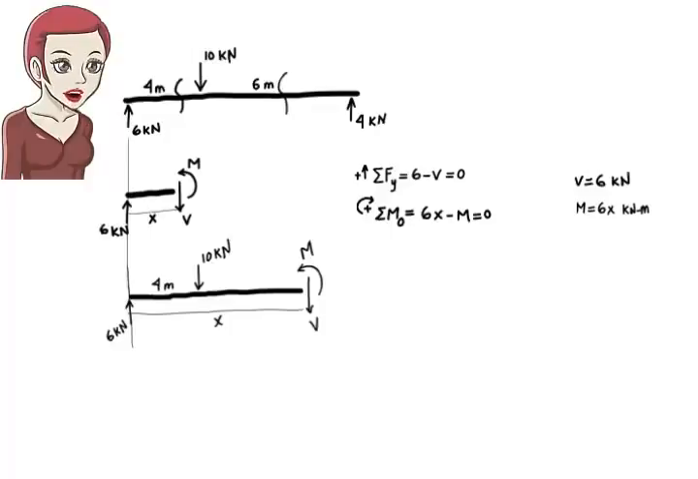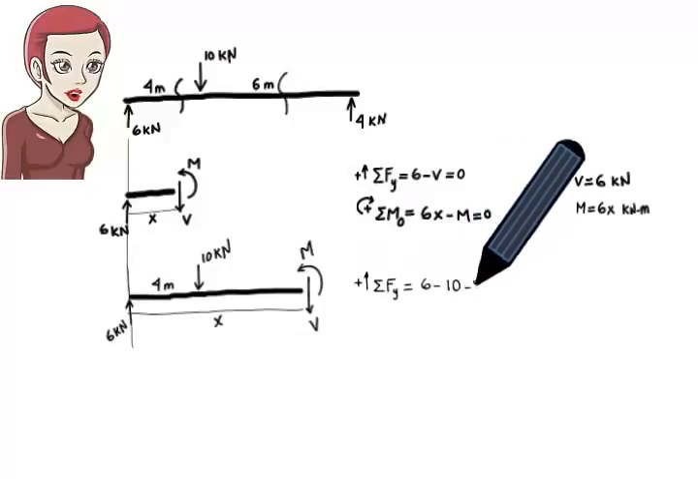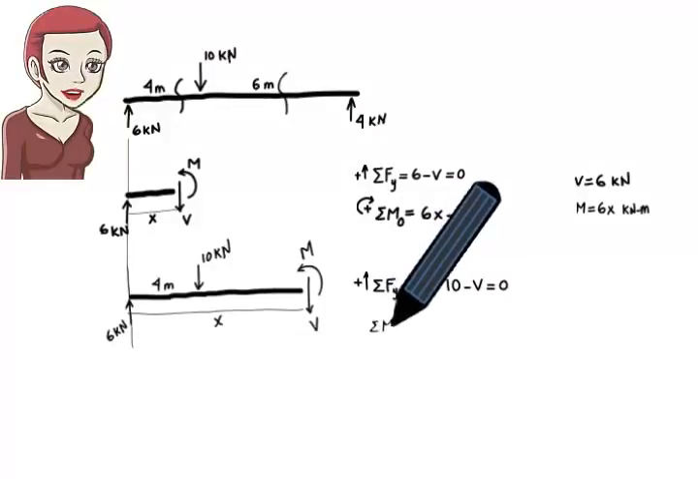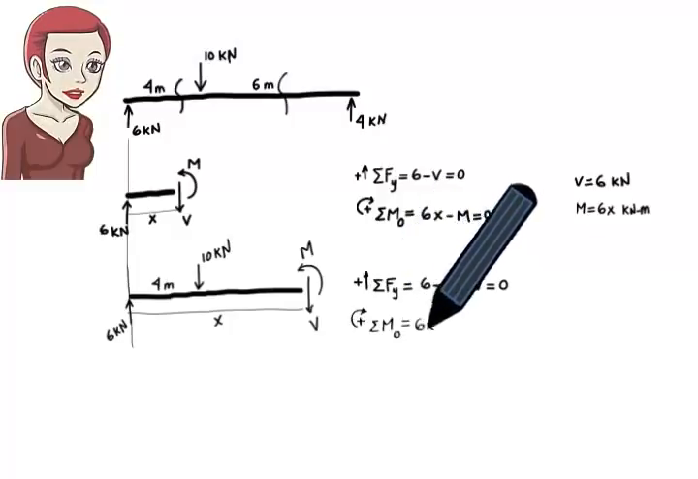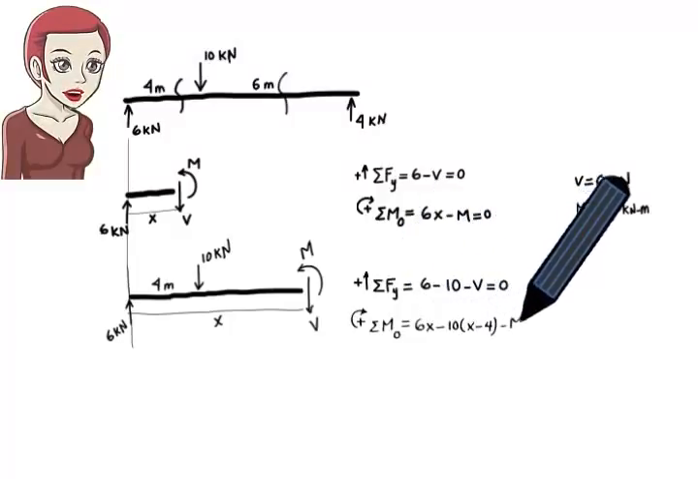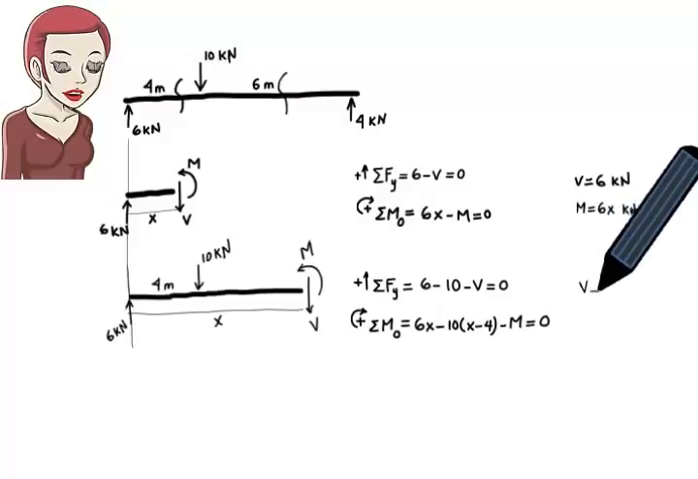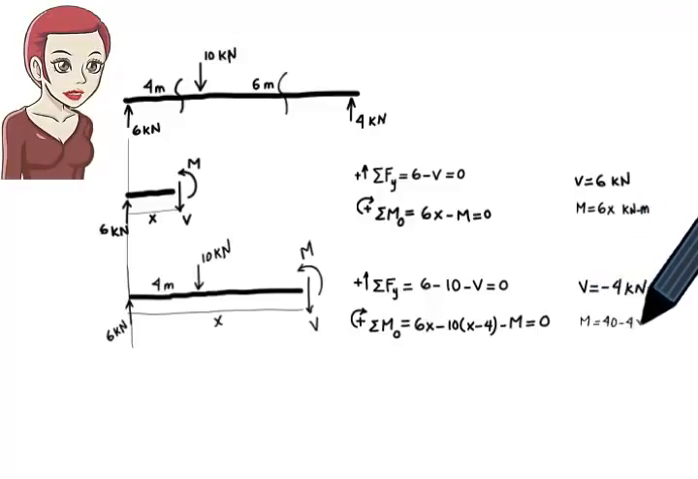For the second free body diagram we have sum of the forces in the y direction equals 6 minus 10 minus V equals 0. Sum of the moments about the cut point, point O, equals 6 times x minus 10 times (x minus 4) minus M equals 0. The first equilibrium equation gives us V equals negative 4. The second equation gives us M equals 40 minus 4x. This pair of equations work only for x between 4 and 10, where segment BC is located.